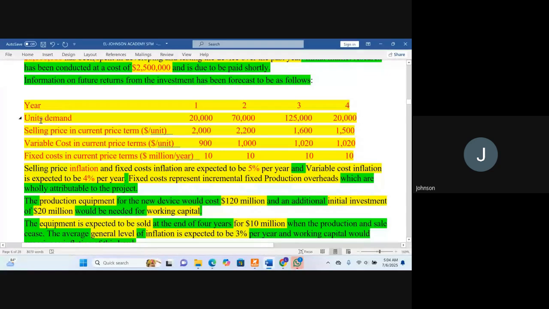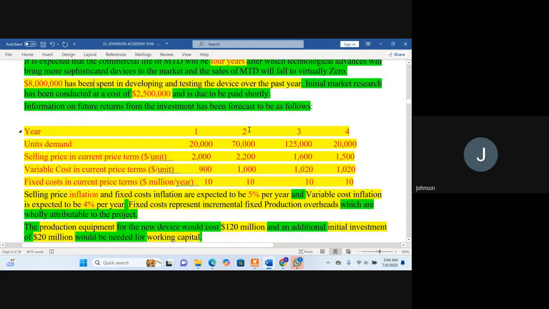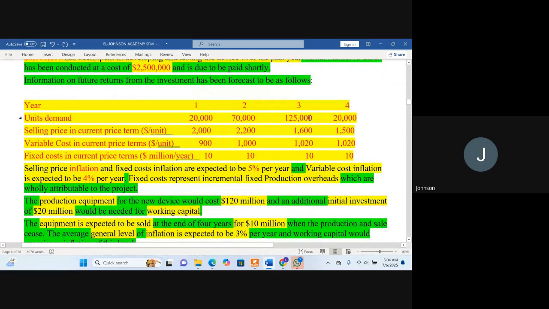So we have units that was demanded. They demanded 20,000 for year 1, 20,000 for year 2, 125 in year 3, and 20 in year 4. Then they also give us the sales price per unit. So in year 1 we have 2,000. In year 2 we have 2,200. In year 3 we have 1,600. In year 4 we have 1.5.